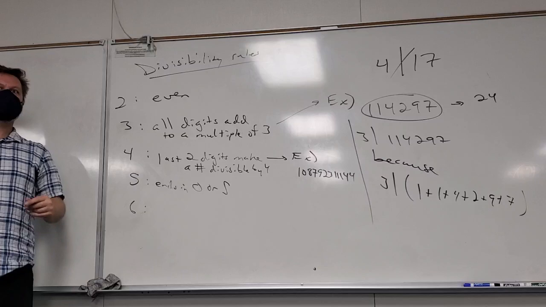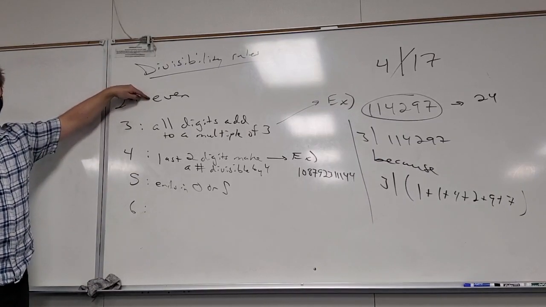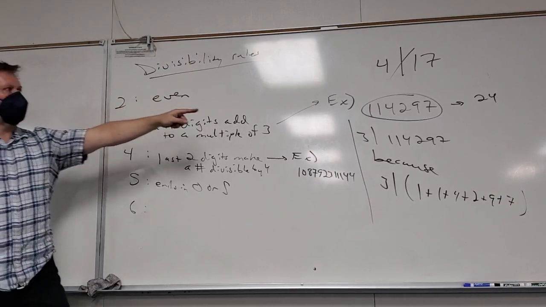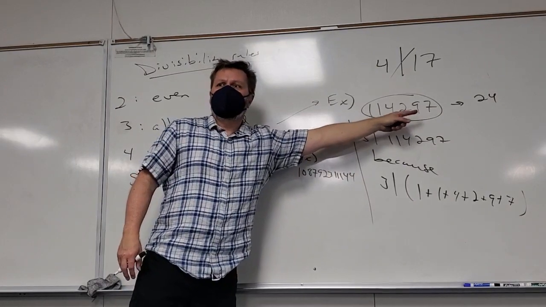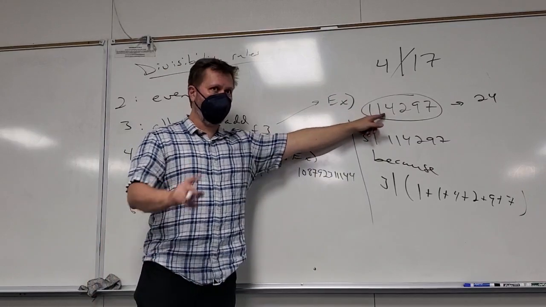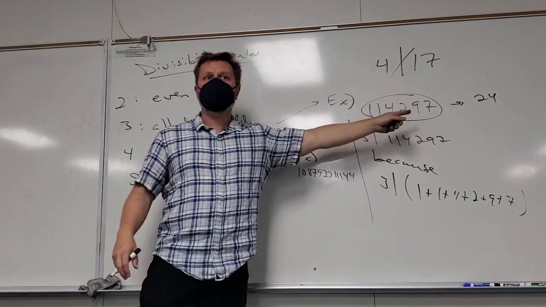Yes? So what does that mean practically? It's got to be even, and all the digits have to add to a multiple of 3. So would that be divisible by 6? Yes. Is it even? No. So no. It's divisible by 3, but it's not divisible by 6 because it's not even. Yes?